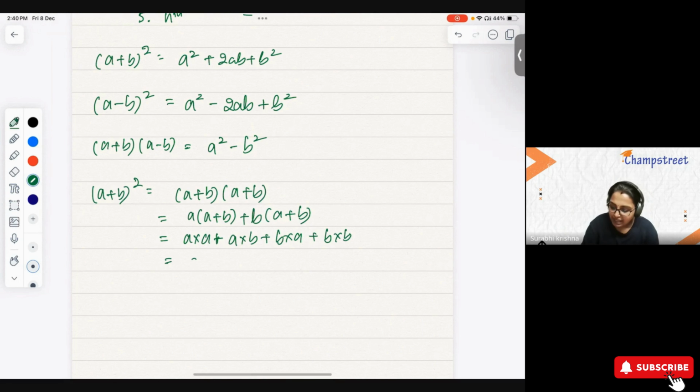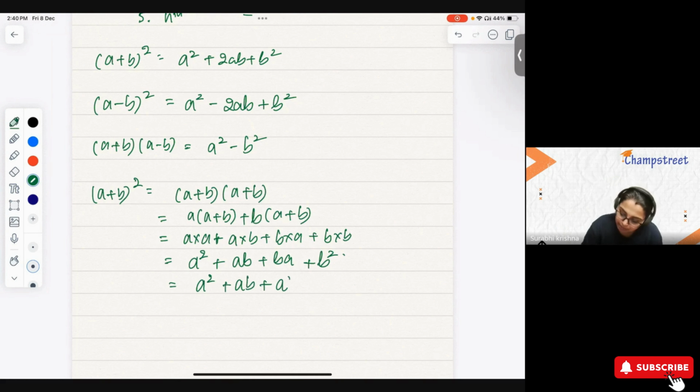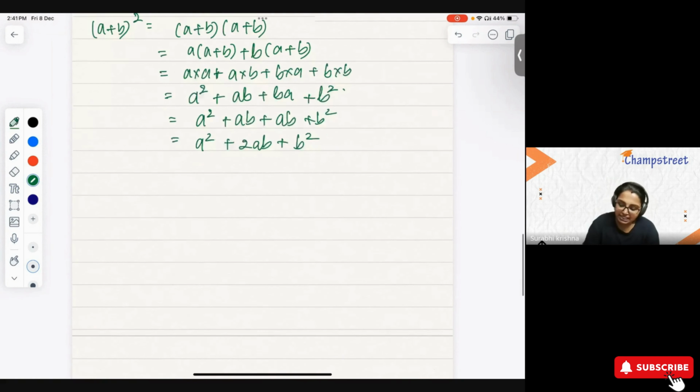a into a is a square. This will be ab plus ba plus b square. Now quickly tell me if multiplication is commutative or not. Of course, it is commutative, right? So I can write it as ab plus ab plus b square. So this becomes a square plus 2ab plus b square. How long did it take? 40 seconds? 50 seconds? Very easy, right?